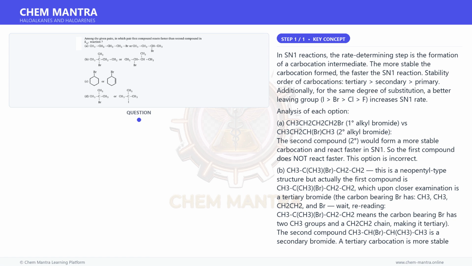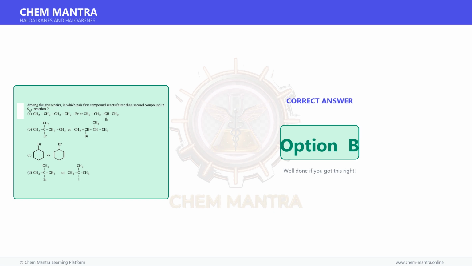Conclusion: only in option B does the first compound, the tertiary bromide, react faster than the second compound, the secondary bromide, in an SN1 reaction, because the tertiary carbocation intermediate is more stable than the secondary carbocation intermediate. Therefore, the correct answer is B. Therefore, the correct answer is option B.